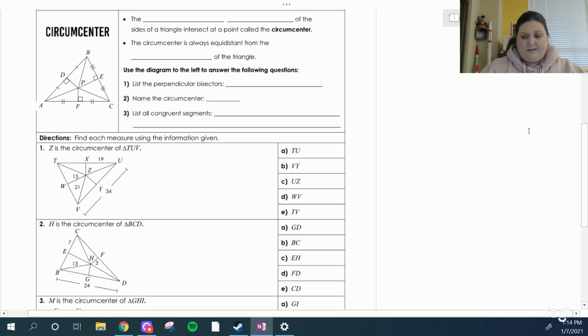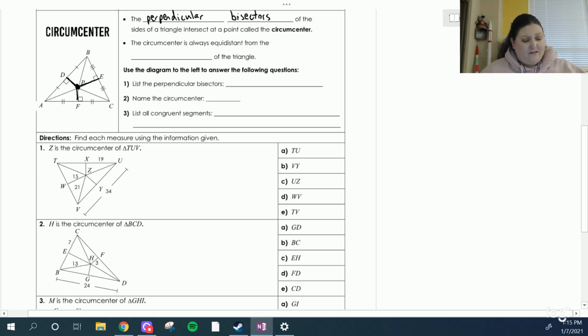So next thing we're going to talk about is circumcenter. The circumcenter is this point P right here. The perpendicular bisectors are what make up the circumcenter. The perpendicular bisectors are these three lines here. They make up the point here that's called my circumcenter.